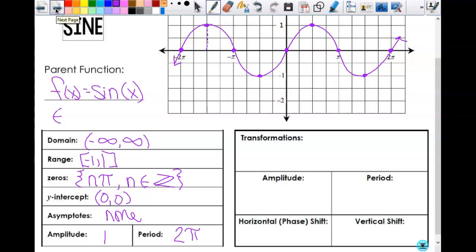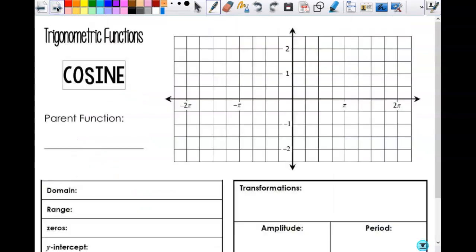So let's look at cosine. My parent function, f of x, equals cosine of x. And I will repeat again: cosine is only the x value for a unit circle, and this is not a unit circle, this is a cosine graph. So our input is the angle, our output is the cosine of that angle. So what is the cosine of 0? 1. So go to 0, 1, and make a point.